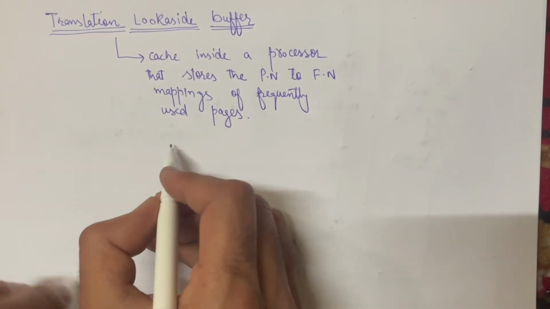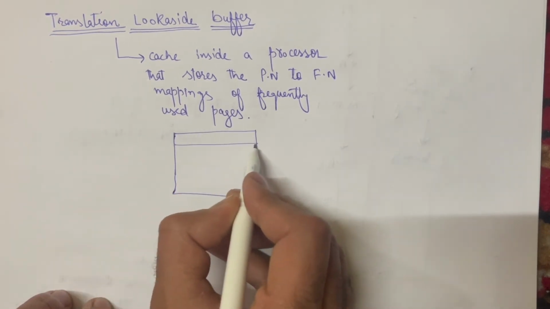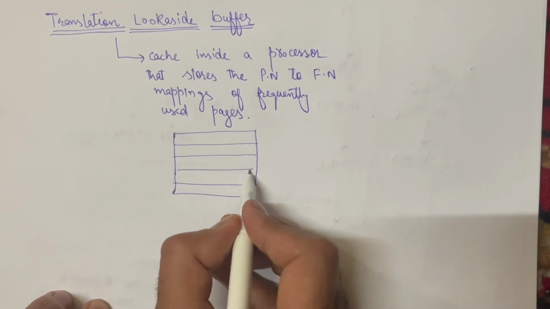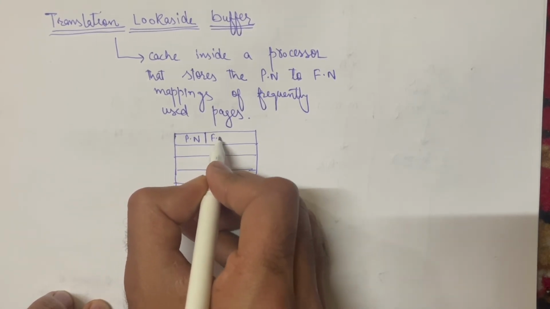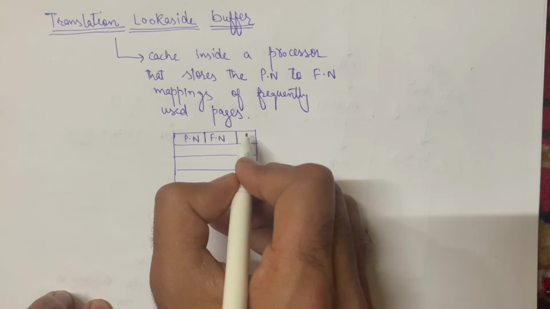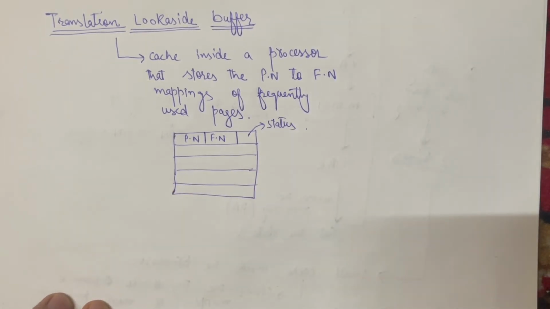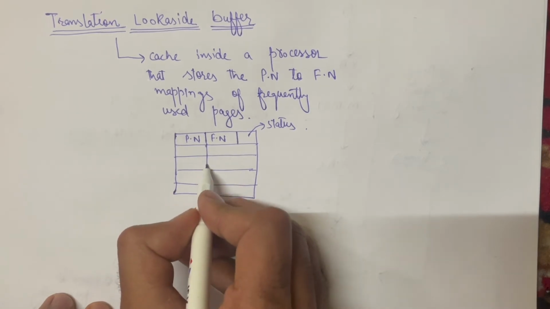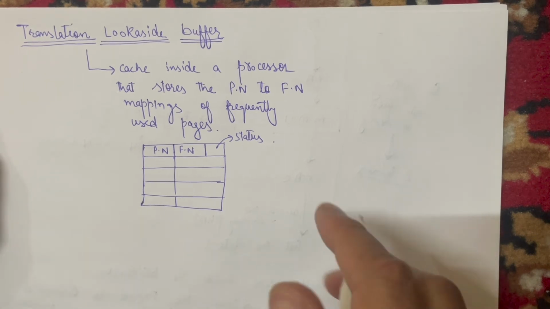Translation lookaside buffer is kind of a cache. It is basically a fully associative cache. Every entry contains the page number and its corresponding frame number and some extra bits. Extra bits are status bits. We don't have to discuss the status bits right now because we will only discuss how this TLB is used. Page number and frame number of frequently used blocks. Now let's see how it improves the performance.